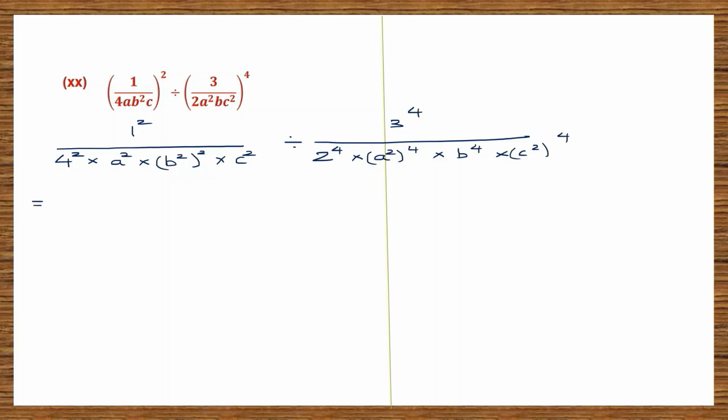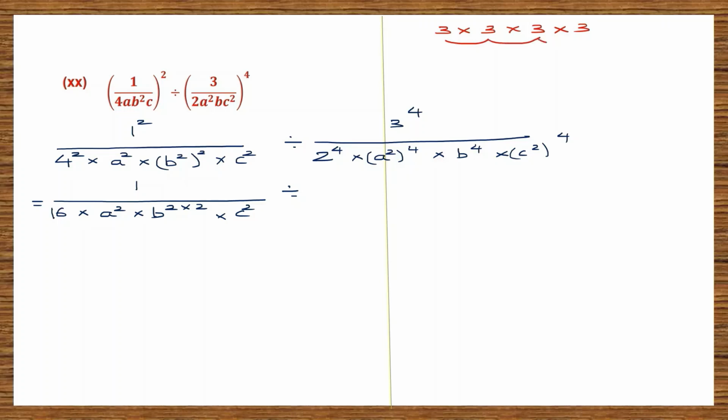So this will be 1 square means 1 into 1 which will be 1 itself. Now 4 square, 4 4s are 16 into a square into b to the power of 2 into 2 because one power is raised to another power you multiply. C to the power of 2 divided by, now here 3 to the power of 4. How much is 3 to the power of 4? 3 into 3 into 3 into 3. 3 3s are 9, 9 3s are 27, 27 3s are 81. So here we have 81 in the numerator.